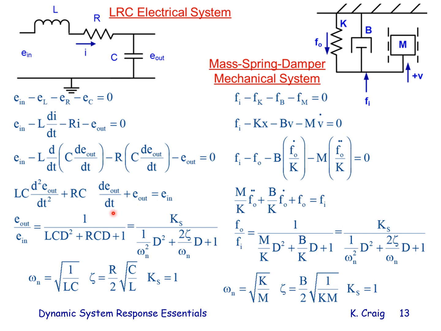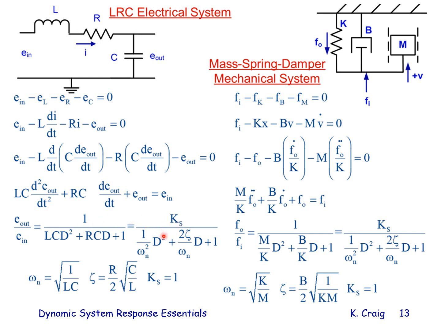If I write this in terms of the differential operator, I get this transfer function. If I equate it to a standard form second order transfer function, which is Ks divided by 1 over omega n squared times D squared, plus 2 zeta over omega n times D, plus 1. Omega n is the natural frequency of the system, zeta is the damping ratio, Ks is the steady state gain.